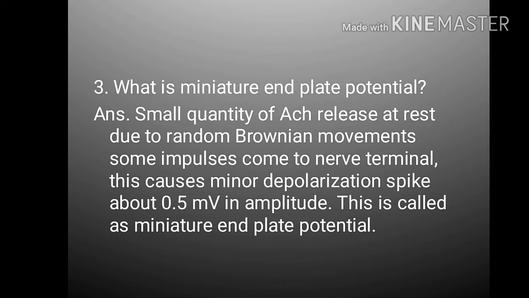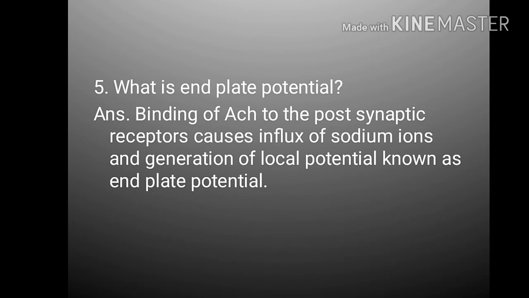What is miniature end plate potential? A small quantity of acetylcholine is released at rest due to random Brownian movements. Some impulses come to the nerve terminal. This causes a minor depolarization spike which is about 0.5 millivolt in amplitude. This is called miniature end plate potential. What is end plate potential? Binding of acetylcholine to the postsynaptic receptors causes influx of sodium ions and generation of local potentials known as end plate potential.